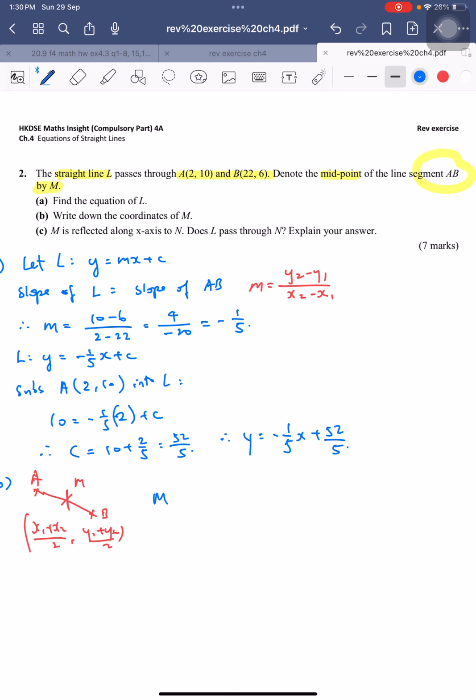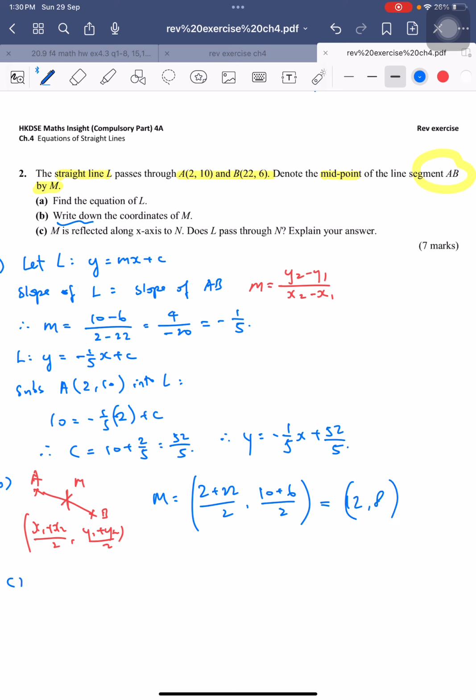Then the coordinates of M are x1 plus x2, so 2 plus 22 divided by 2, and 10 plus 6 divided by 2. So again, x1 plus x2 divided by 2, y1 plus y2 divided by 2. As they are just asking to write down, you don't need to show any steps. So it's just equal to (12, 8).